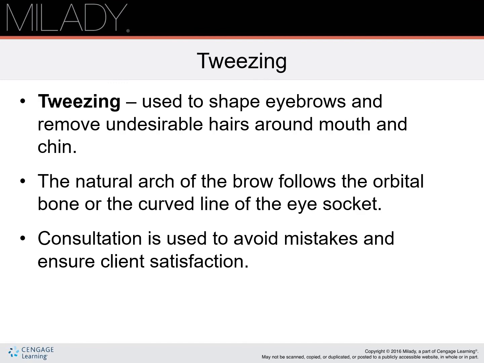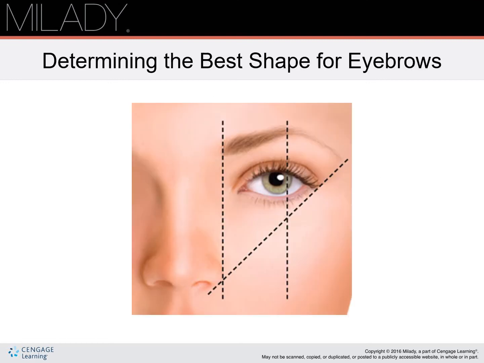Okay, we talked about tweezing earlier, how to get that natural shape of the eyebrow. Again, consultation is going to be very important here to make sure your client is satisfied. Have them show a picture. Then you also need to be familiar with their facial shape and things like that. Is that brow going to look appealing on them?